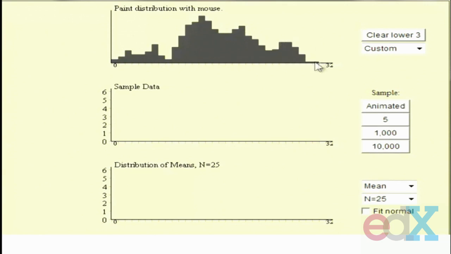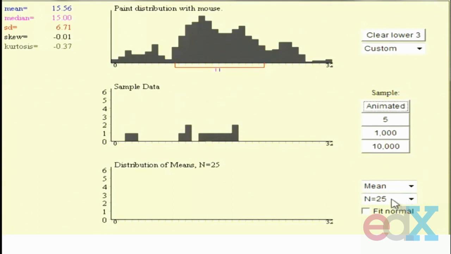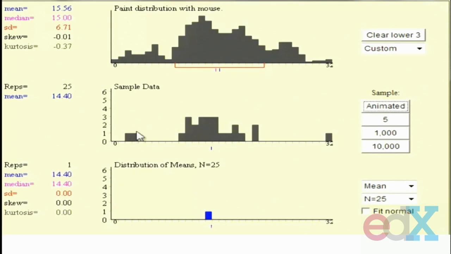So here's the distribution of the population. I just made it up. I just love to do it with this, and things work nicely. So this population has a mean of 15.56, a median of 15, and a standard deviation of 6.71. Okay, now what we're going to do is take a sample from this population. That's what happens when I click the animated. And remember, we chose a sample of size 25. So here are 25 observations from that population.